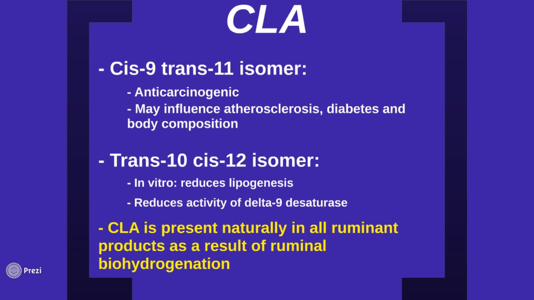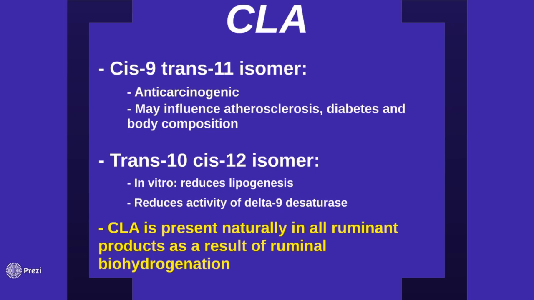This has actually started to be looked at very beneficially for human health, in that the cis-9 trans-11 isomer is the portion that was found to be anti-carcinogenic. It may influence atherosclerosis, as well as diabetes and body composition in a positive manner. But current studies suggest that proper intake of cis-9 trans-11 CLA, they do sell supplements of this, may be anti-carcinogenic. Now, on the other hand, the trans-10 cis-12 isomer deals more with body composition.